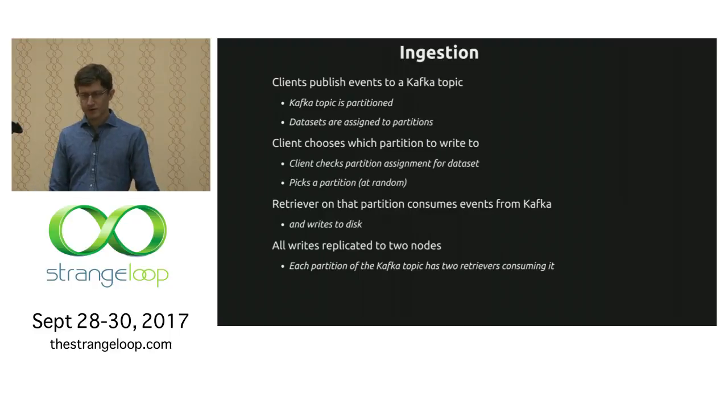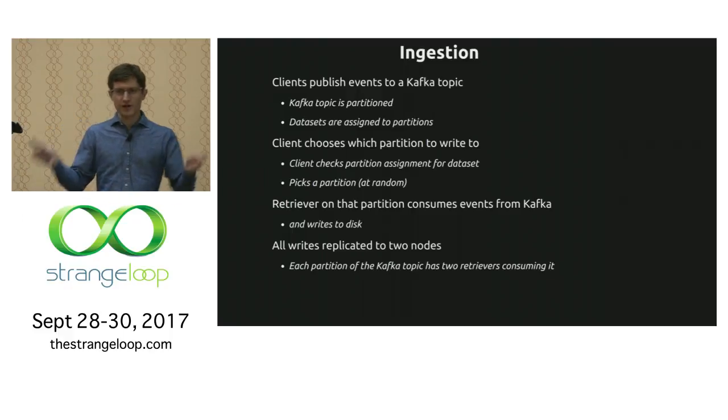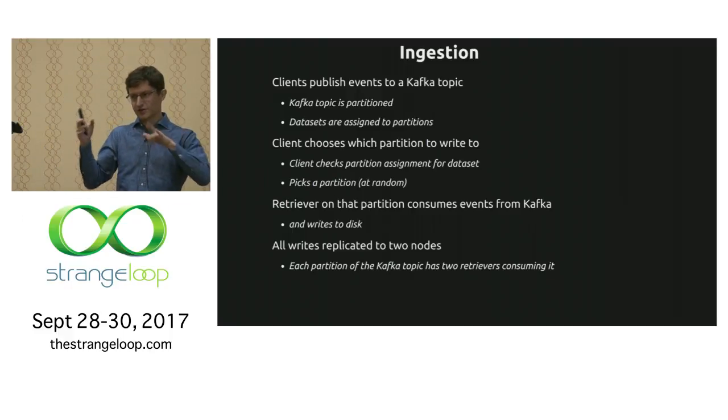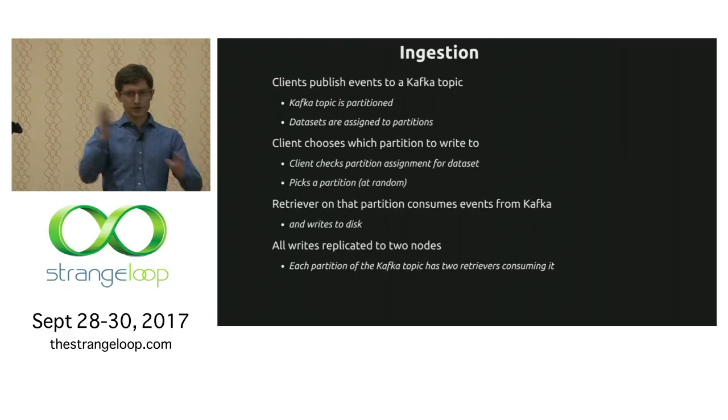So how do we use this? Well, clients publish events to a Kafka topic, and the Kafka topic is partitioned, and our datasets are assigned to partitions. So this is the partitioning I was talking about earlier. We have a number of partitions on the Kafka topic, and the datasets know which of those partitions they are assigned to. So the client, who's writing the data, chooses one of the partitions for the dataset. And right now, it just does that at random. It turns out that random partitioning is actually pretty good for this kind of behavior. So what that means is the client's just randomly writing data between all of the partitions on a dataset.